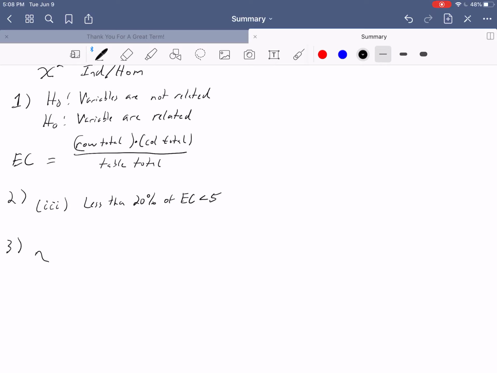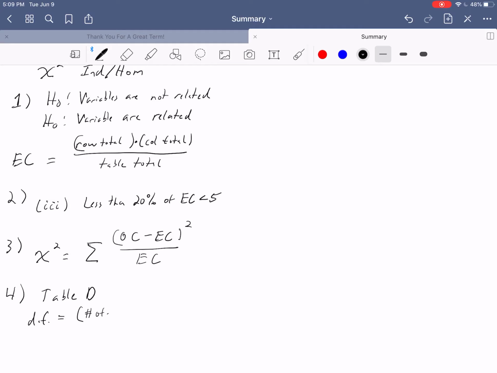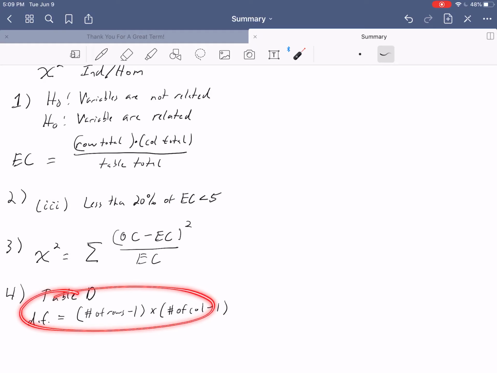Then the test statistic is a bit different. It's a chi-squared test statistic, and we find that by taking the sum of the observed counts minus the expected counts squared over the expected counts. Remember, the expected counts are what you calculate in that intermediate step, and the observed counts are your actual data. And then for step 4, you go on to table D, and you use your degrees of freedom, which is going to be the number of rows minus 1 times the number of columns minus 1. So it's basically based on how many options you have for your first variable and how many options you have for your second variable. Multiply those together, and you get your degrees of freedom.